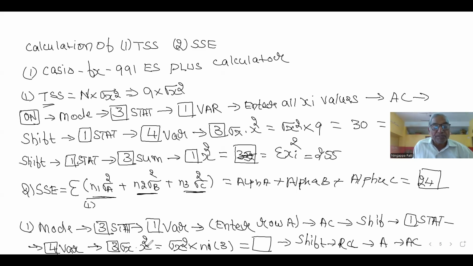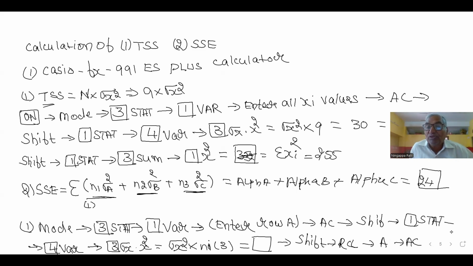Press the x square button, and on the display the calculator shows sigma x square, and multiply this by n_i, meaning how many elements. There are 3 elements. Press it, and whatever answer comes, store it in the letter A. That is shift RCL A and AC.